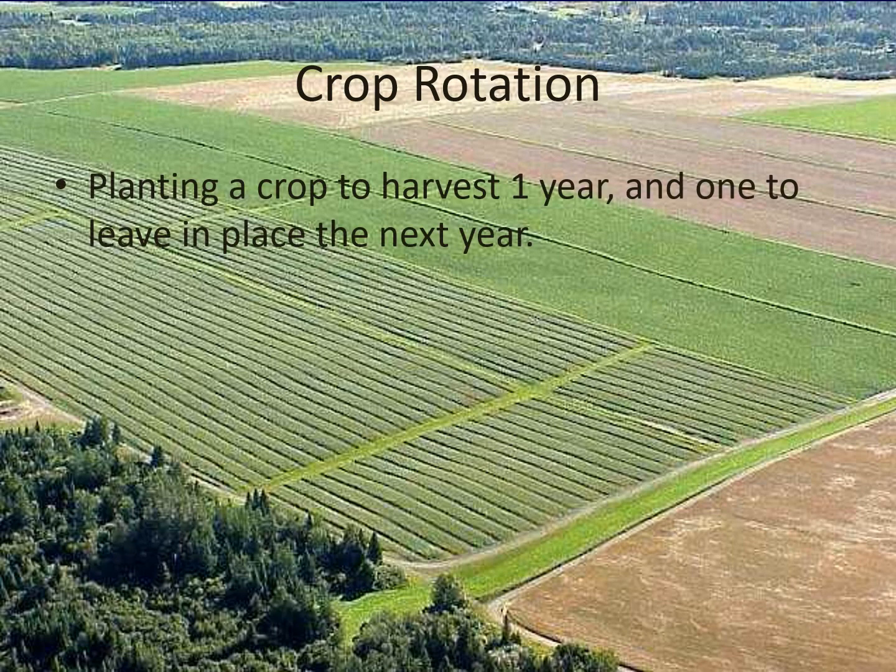Crop rotation is another, where planting a crop to harvest one year and one to leave in place for next year helps to conserve the soil and allow it to be used for many years to come. Crop rotation is often combined with strip cropping and contour farming in order to help make the best use of an area's land.